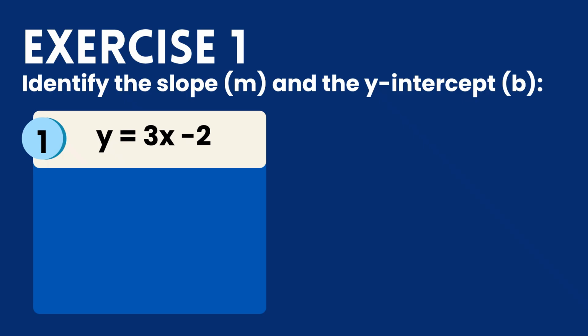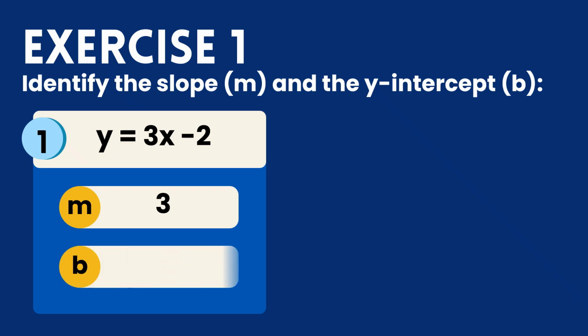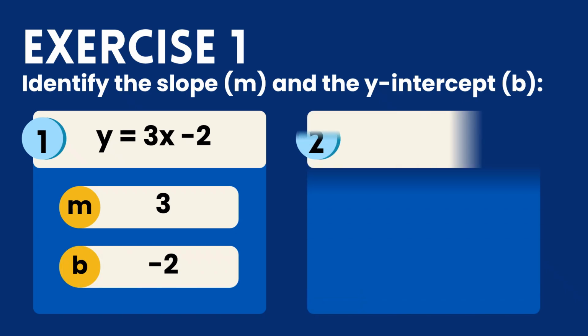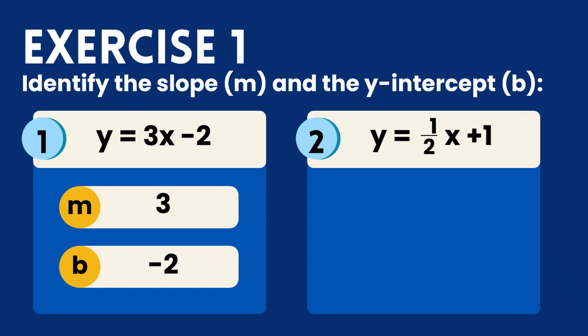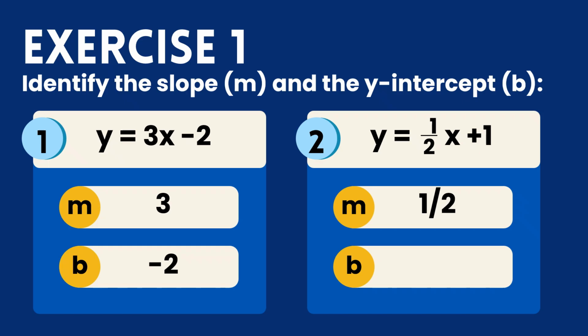Let's look at this example. y = 3x - 2. So in this example, the slope is equal to 3 and the y-intercept, or b, is equal to negative 2. Another example, y = 1/2 x + 1. So the slope, or m, is equal to 1/2 and the y-intercept, or b, is equal to positive 1. Great! Now you're ready to try more on your own.